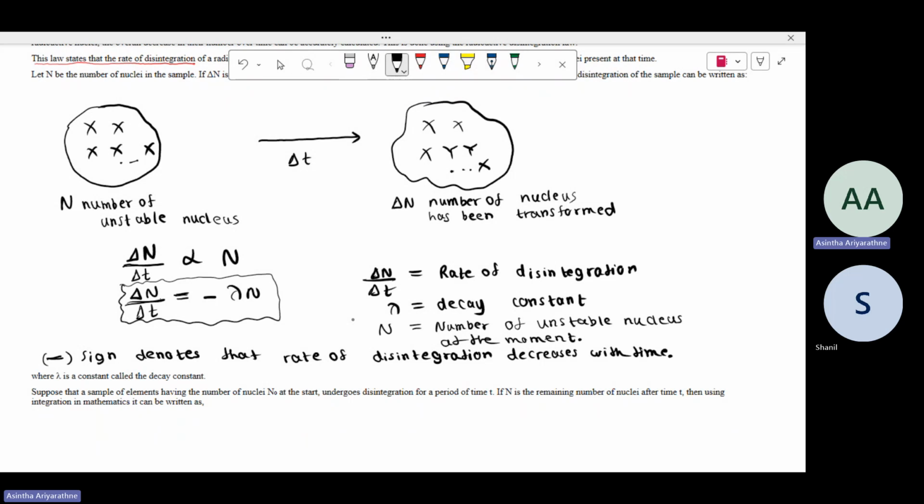So this constant lambda is called the decay constant, and the minus sign implies that the rate of disintegration always decreases with time.